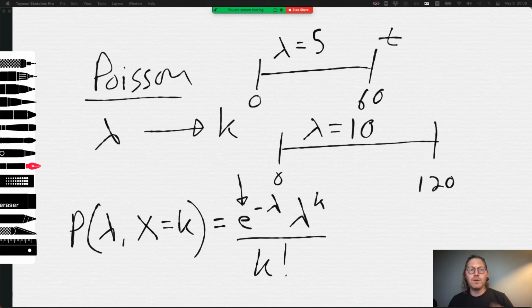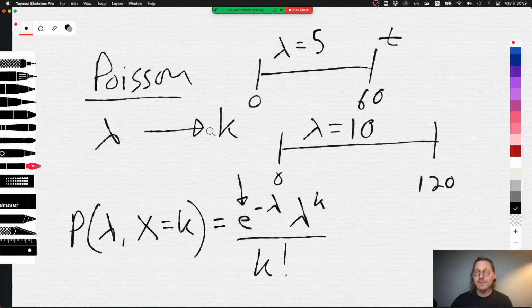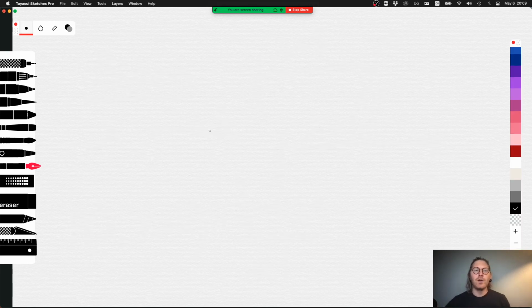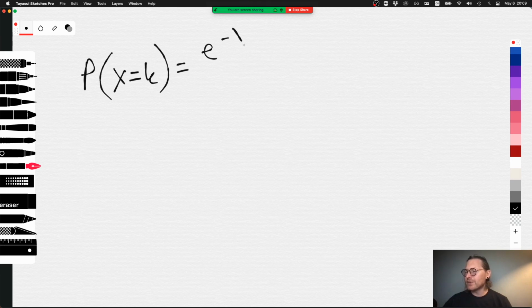So let's think about types of problems for Poisson. This is really what this is about: the types of textbook problems that you can solve with the Poisson distribution. So again, the probability of x being k, and of course we have a lambda that's given, is going to be e to the negative lambda multiplied by lambda to the k over k factorial.